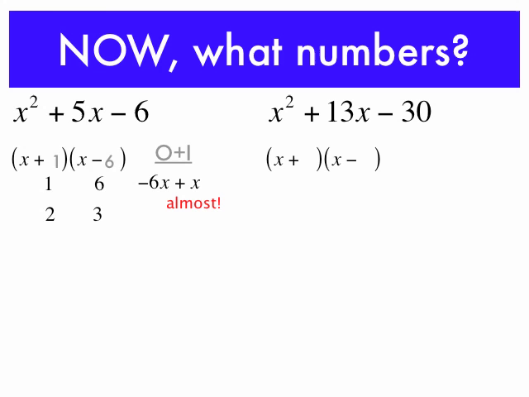So the way we fix it is we just change the signs. Instead of x plus 1, I get an x minus 1. And instead of x minus 6, I get an x plus 6. So if you ever find the middle term is exactly what you want, but the sign is wrong, just change the signs. Okay, so for this next one, I have different signs.